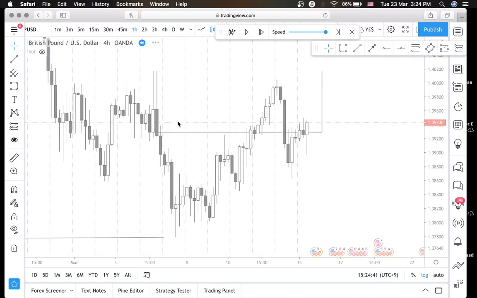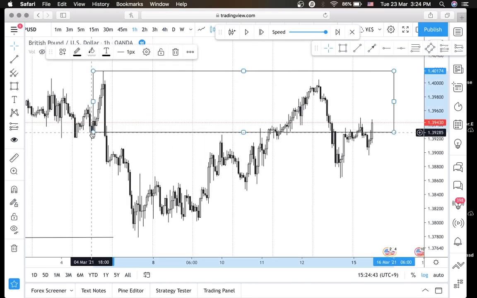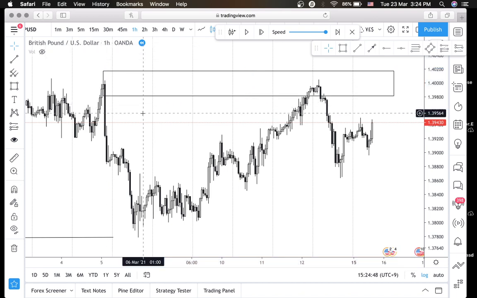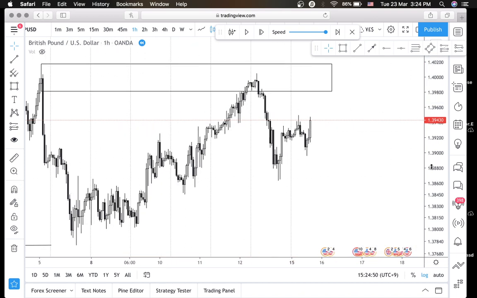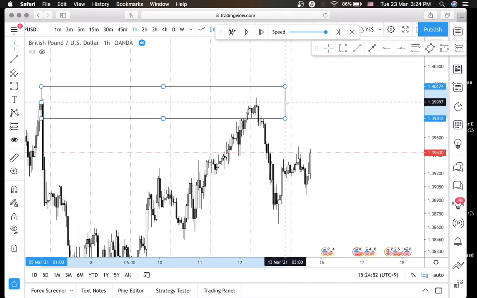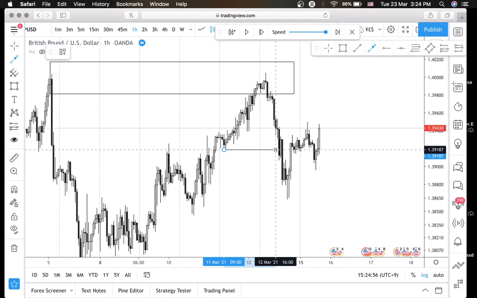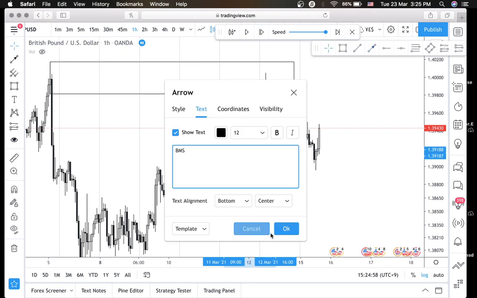Let me just refine it to the 1-hour time frame right here. So we came from this 1-hour OB over here, right? And what happened after we came off that 1-hour order block? We broke structure. We broke the structure to the downside. So we have a break in market structure, right?